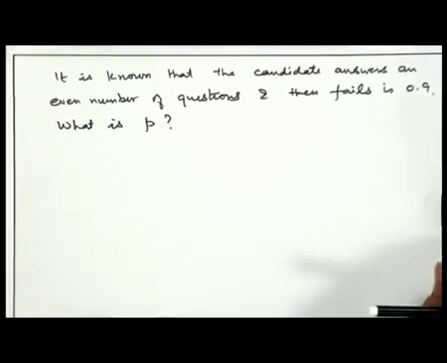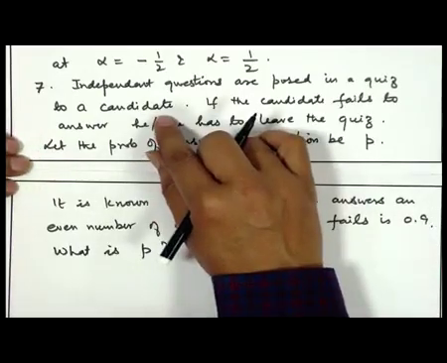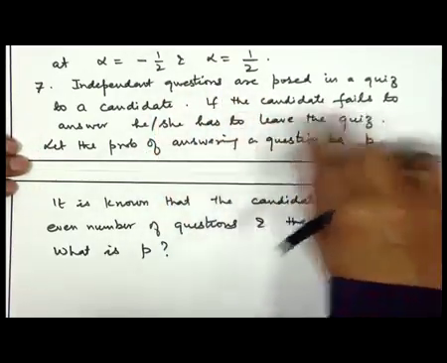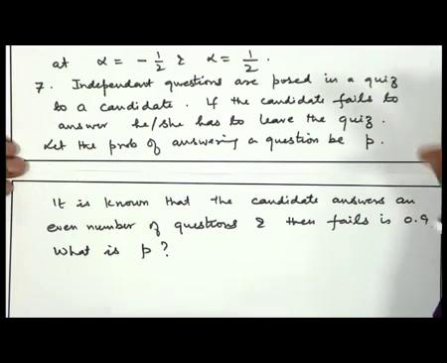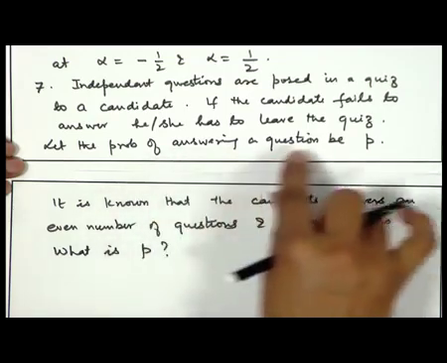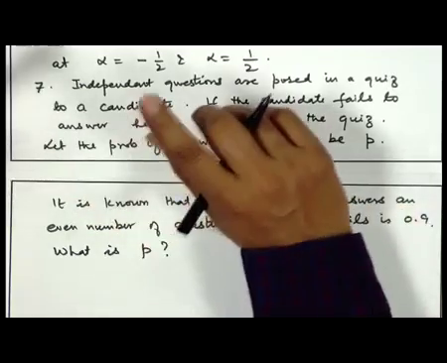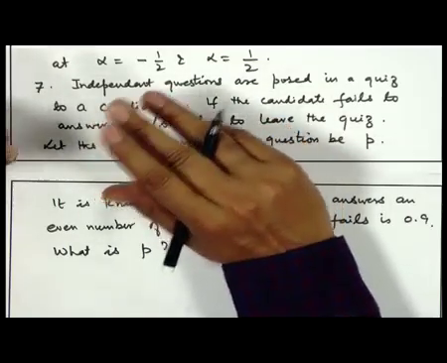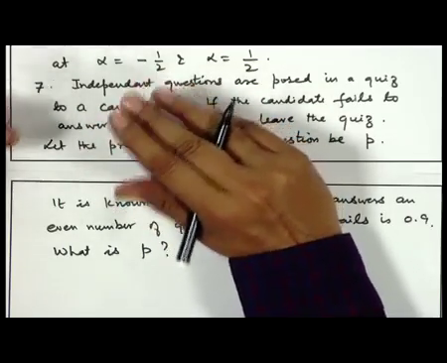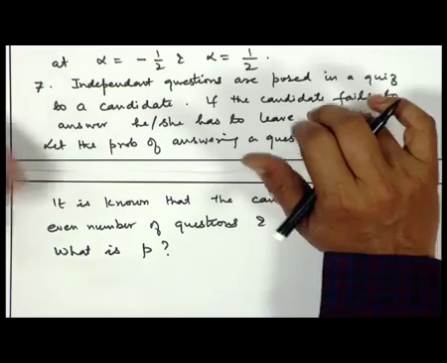So, let us look at the question. Independent questions are posed in a quiz to a candidate. So, if the candidate fails to answer, then the candidate has to leave the quiz. So, that means as long as the candidate is able to answer, he continues in the quiz competition. Now, the probability of answering every question we are taking to be P. So, it becomes a Bernoullian trial. That means, a question is asked, if the candidate answers correctly, the probability is P. The candidate does not answer correctly, the probability is 1 minus P. And since I have made assumption that independence, so it becomes actually independent Bernoullian trials.